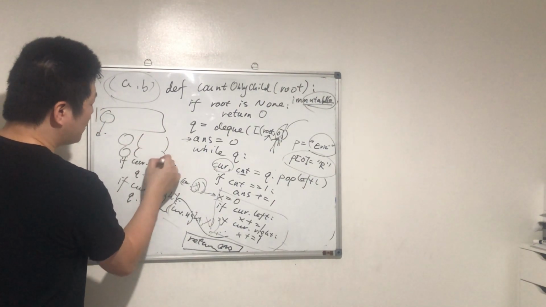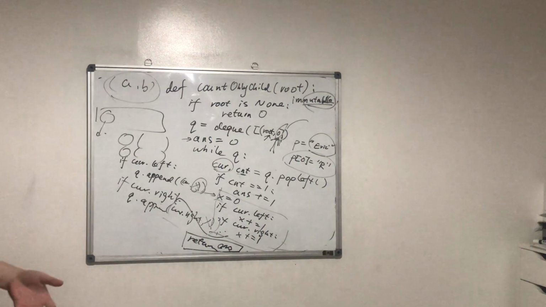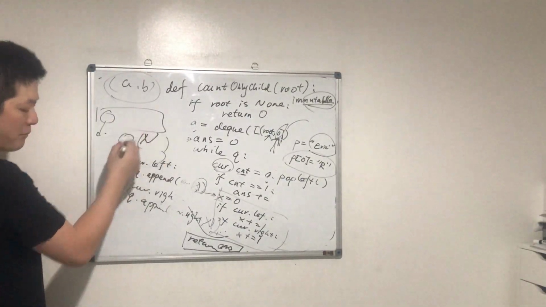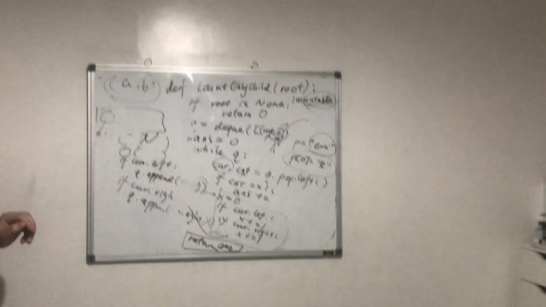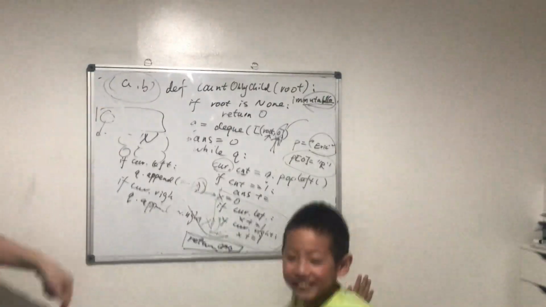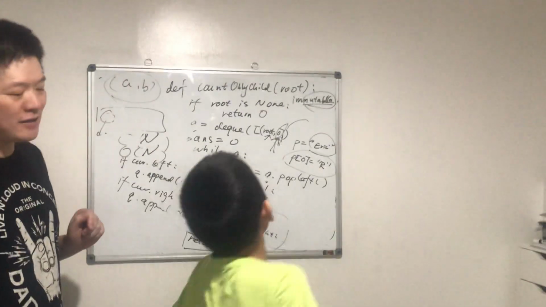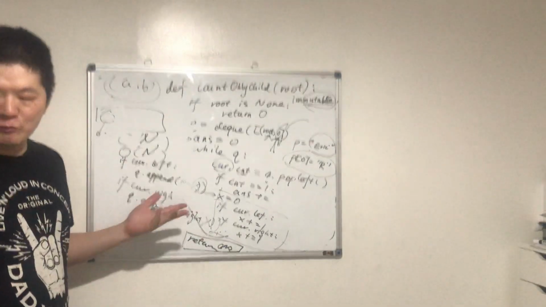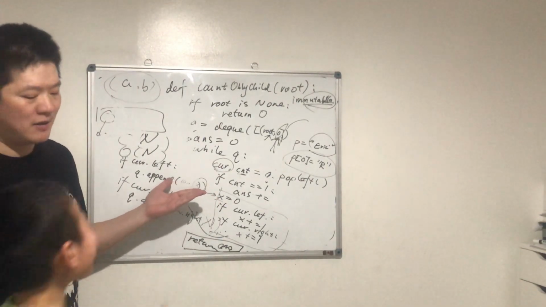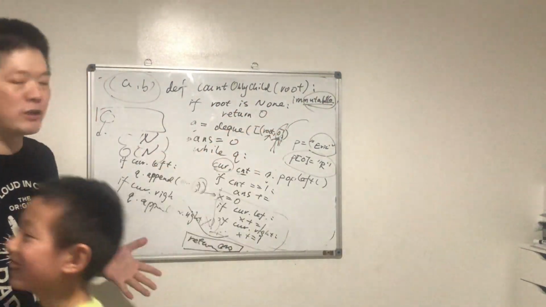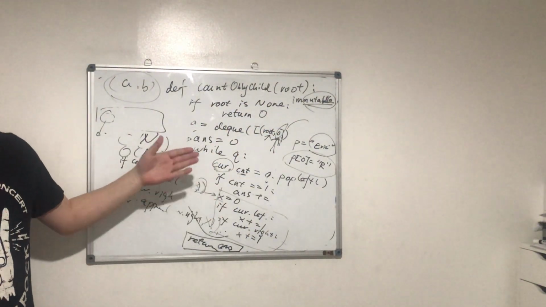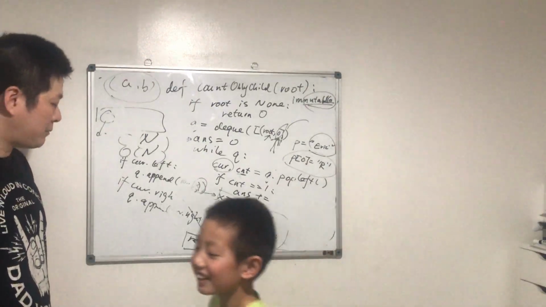What's the space complexity? When we talk about breadth-first search, how many nodes are in the binary tree? N is the number of nodes in the tree. Okay, what's the space complexity? N. Why? We are not using the stack. We use the queue to store the nodes in the breadth-first search. Does it make sense?